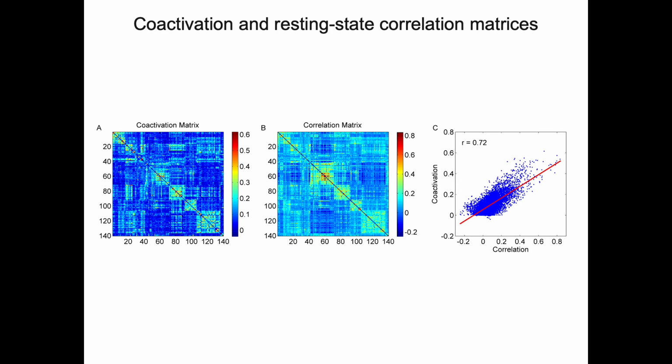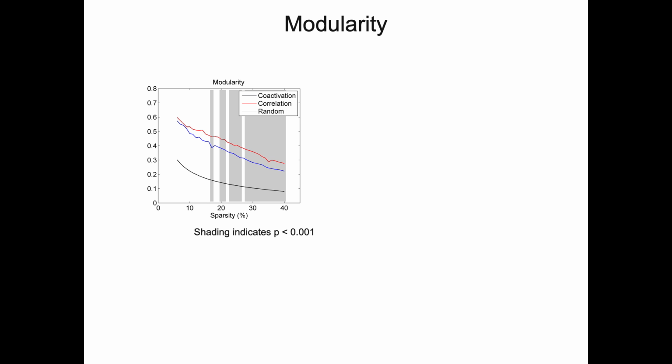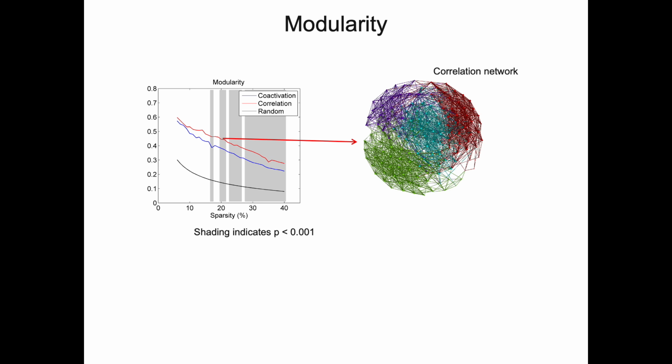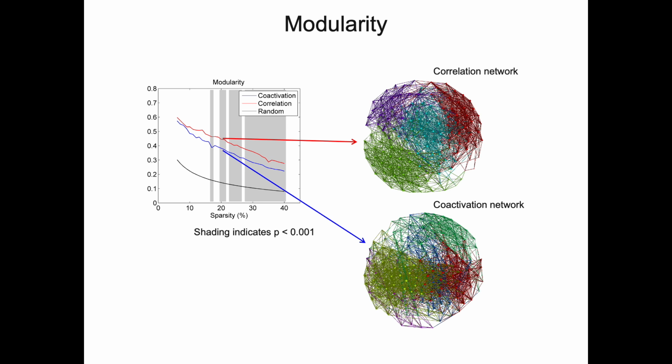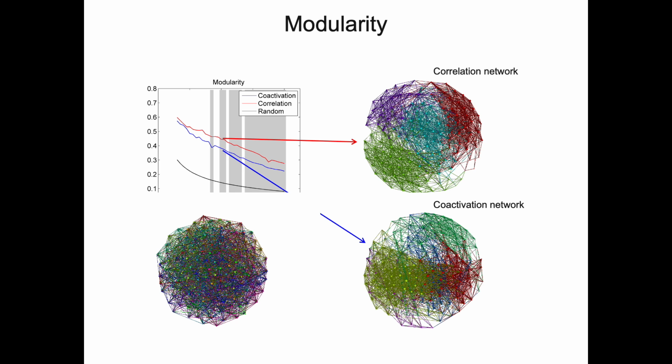What we show here is the correlation between co-activation and resting state correlation matrix. A significant correlation between the co-activation matrix and the resting state matrix was obtained. What we wanted to see was if there was some difference between the co-activation network and the resting state correlation matrix. In this case, we used modularity to study the differences for resting state networks, for co-activation, and a random noise network, showing how there are differences between them.